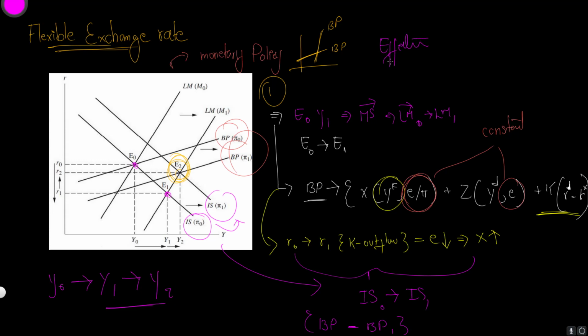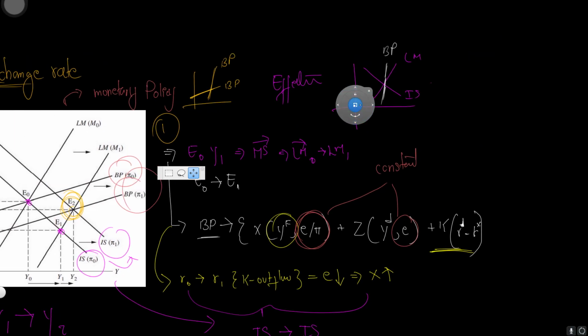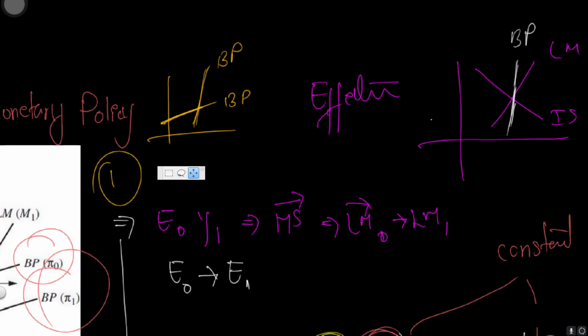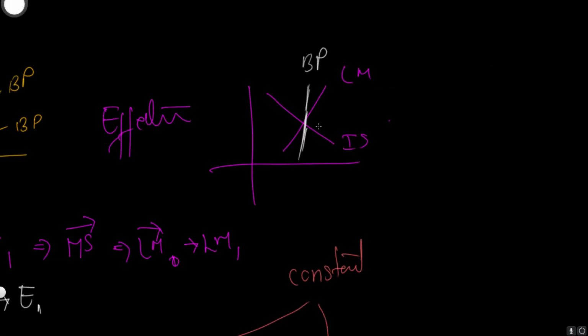policy. If our BP curve is more inelastic, meaning if our BP curve, let's say, is steeper, let me see if I can quickly draw. We have the IS curve, we have the LM curve. Let's see if I can use a different color. Let's say the BP curve is something like that, a little bit steeper. Okay, we are going to have the same analysis.